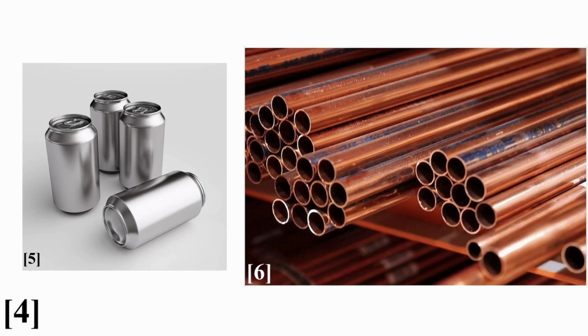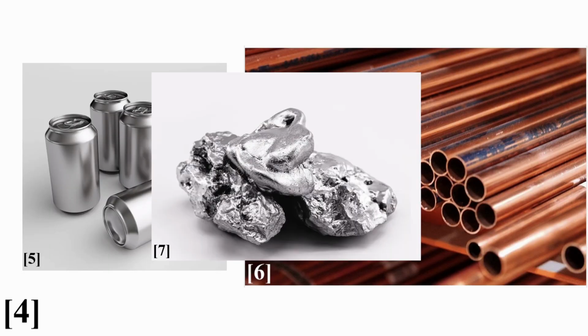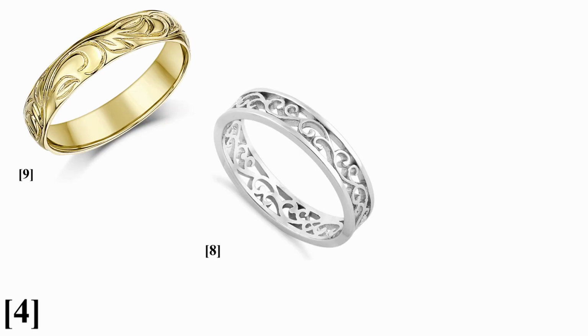FCC is a very common crystal structure, and many metals adopt this structure at room temperature, including aluminum, copper, and nickel, as well as some less common metals like silver, gold, and iridium.